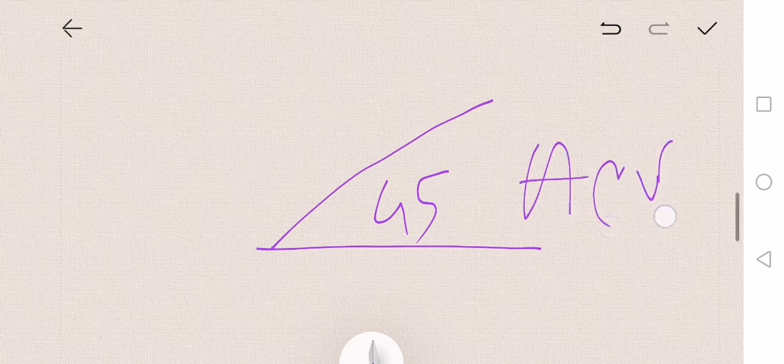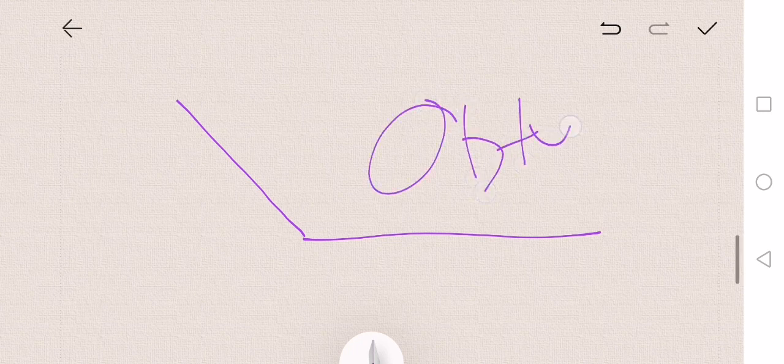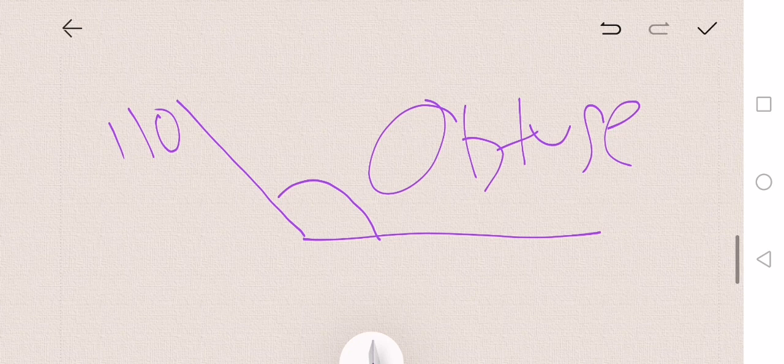Okay, so for the time being, we just want to find out what these are. If it is more than 90, so let's say 100, 110, up until 180, what is that? That's obtuse. Okay, so remember, obtuse. So this one might be 110. Okay, 110.